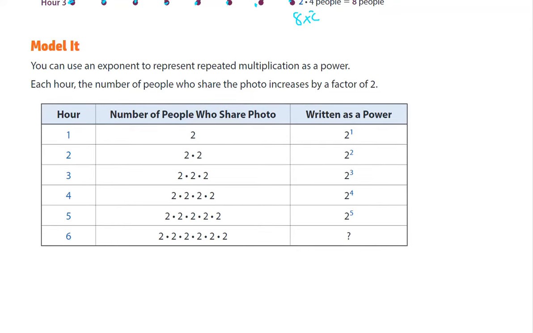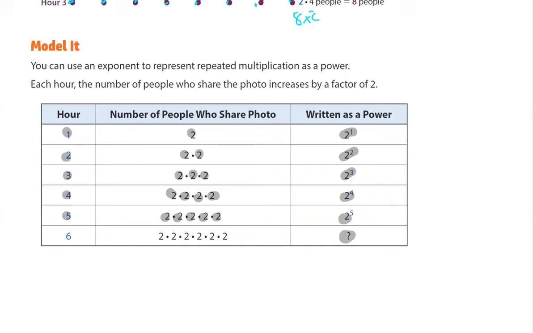The second model is to use powers. So they've written out this whole table to show you powers. So, in the first hour, hour 1, 2 people share it, so that's 2 to the power 1. In the second hour, 2 more people share it, that's to the power of 2. The third hour, we've got 3 groups of 2 now, so that's to the power of 3. The 4th hour, we've got 4 groups of 2 now, so that's to the power of 4. The 5th hour, we've got 5 groups of 2 now, so that's the 5th hour.